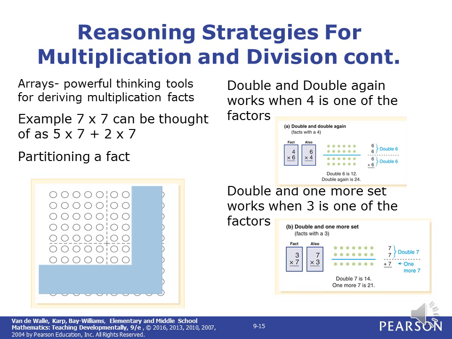Double and double again is another one, and that works for any of the basic facts where 4 and 8 are involved because they're just going to double and then double again. Double and one more works when 3 is one of the factors. So those are some great strategies that can work for multiple multiplication facts.